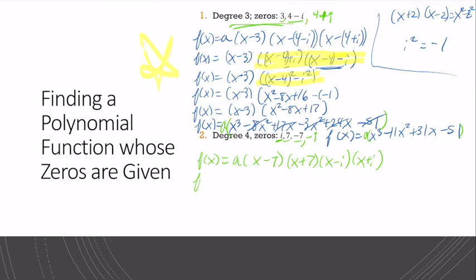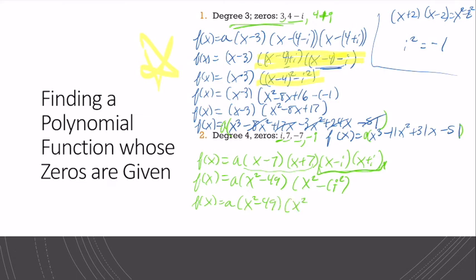So f of x equals, I'm going to go ahead and FOIL out these products of a sum and a difference. If I have x minus 7 times x plus 7, that gives me x squared minus 49. And if I have x minus i times x plus i, that gives me x squared minus i squared. Well, that's really x squared plus 1. So f of x is a times (x squared minus 49) times (x squared plus 1).